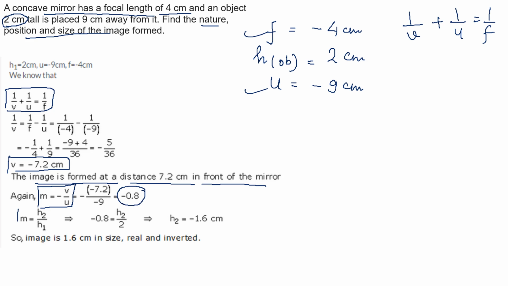And m is also equal to h2 by h1, with which we will calculate the height of the image, that is 1.6 centimeter. Then we can say that the image is 1.6 centimeter in size, real and inverted.